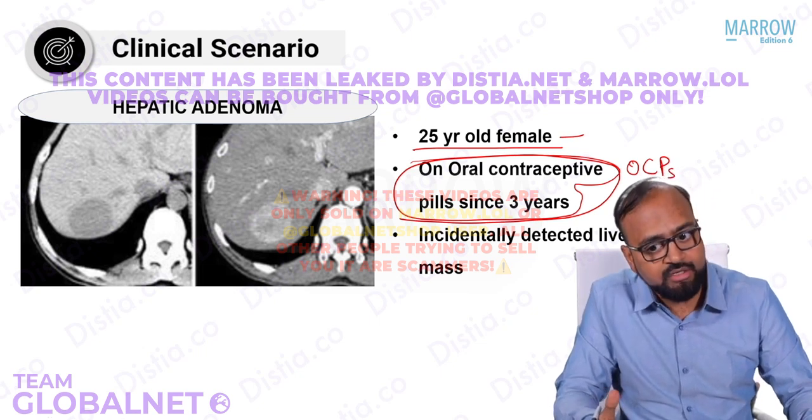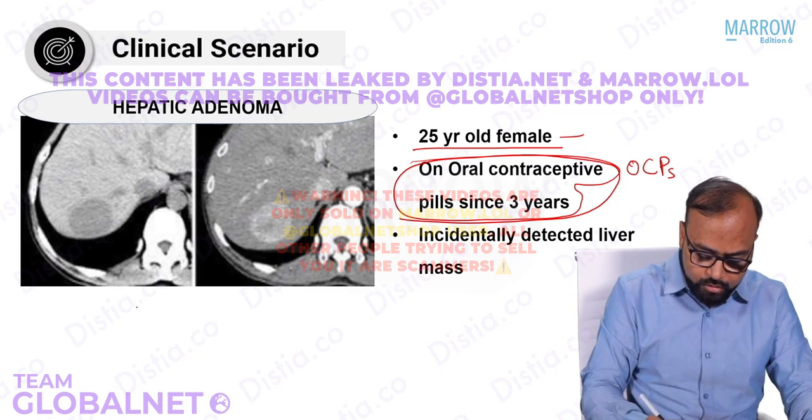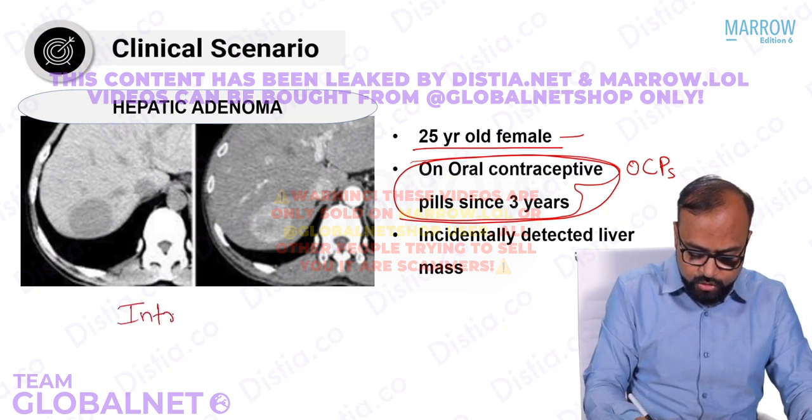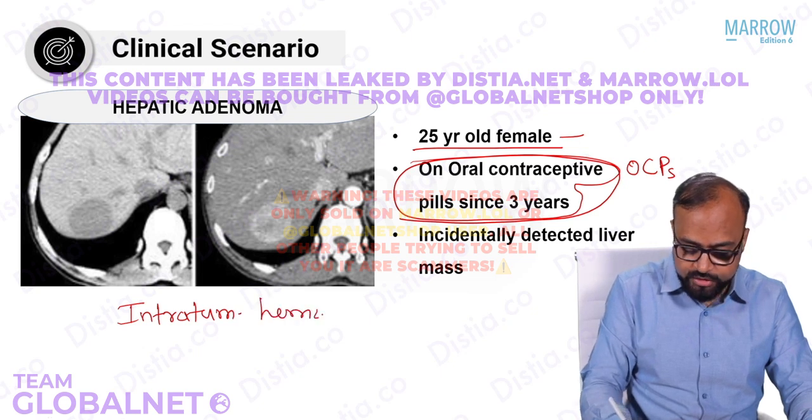It enhances on the arterial phase. They have a predilection for intratumoral hemorrhage. So adenomas can show intratumoral hemorrhage occasionally.